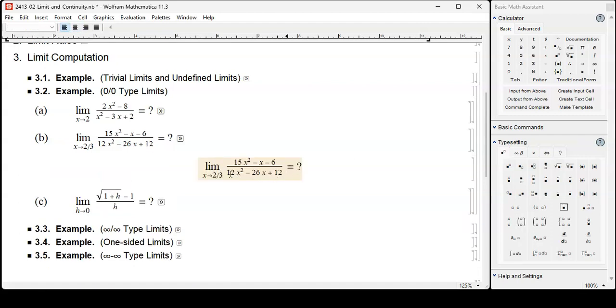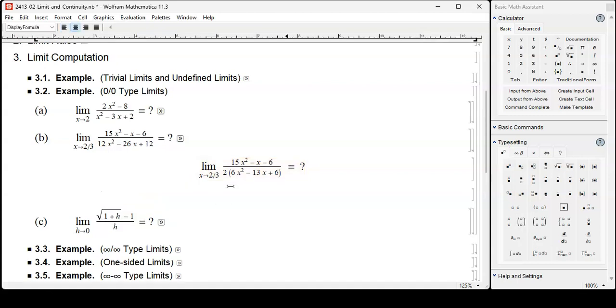let's see. Denominator, I can factor by 2. So this is 6, 13. That's about it. And as for the numerator, no more simplification. So factoring this looks pretty challenging. Well, there are many ways to factor. And one way to factor this is to use what I call a tic-tac-toe method.